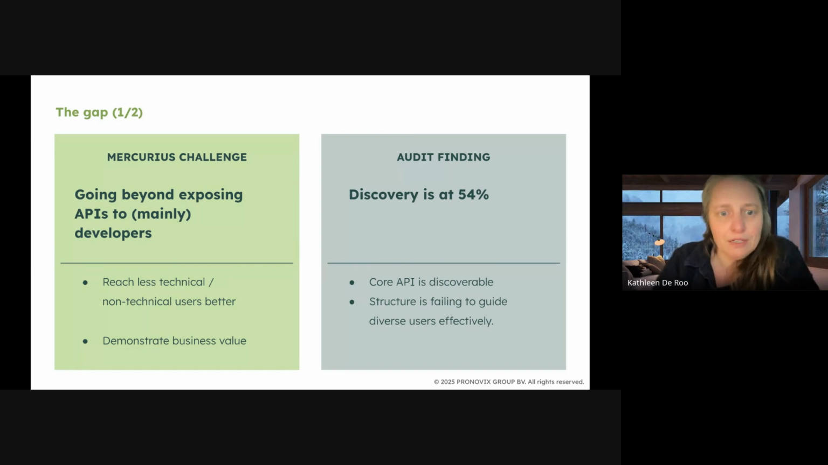The core API is discoverable. Remember that one about the shoes. But the structure is falling apart to guide different users, meaning technical users, non-technical users, or from another angle, the hybrid personas. So they are not guided effectively nor efficiently. And with hybrid users emerging, that was the AI persona and the human persona, we cannot emphasize enough that an intuitive and clear portal with a well-defined documentation structure matters more than ever.